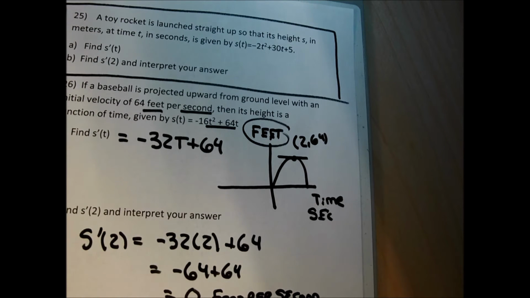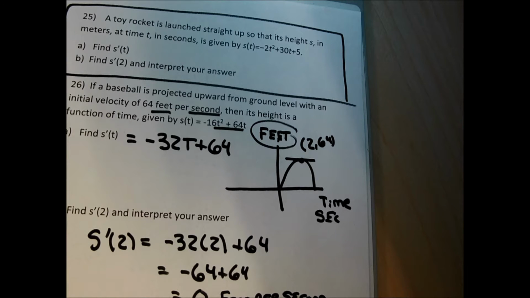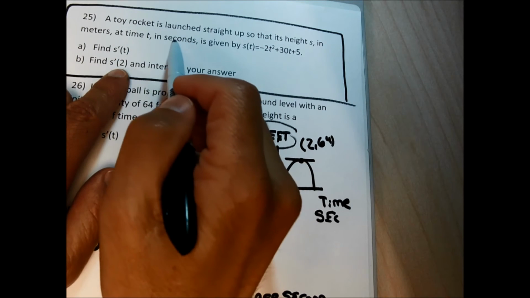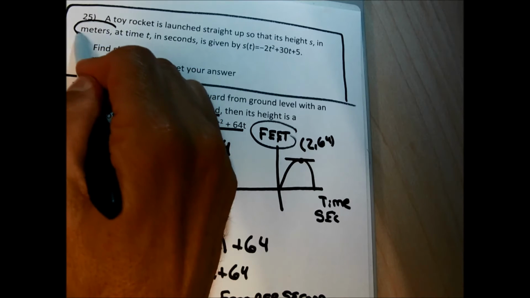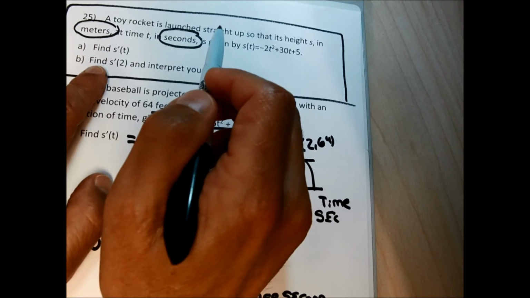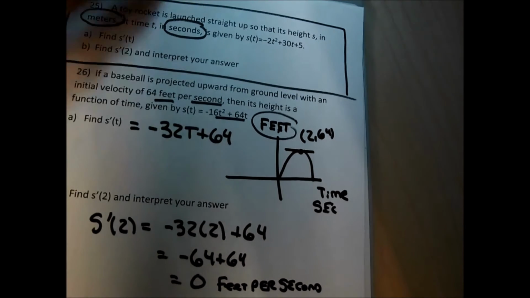So you should make the same effort that I did on problem 26 to do 25. The first step is going to be to find the derivative, finding 2 points, and then doing the limit. And then interpret what s prime of t is. It's going to be very similar. Your s prime of t is going to be its speed, but not in feet per second, because the height is given in meters. So when you do your s prime of t and interpret it, you get a number by plugging 2 into the derivative, and it's going to be its speed in meters per second.